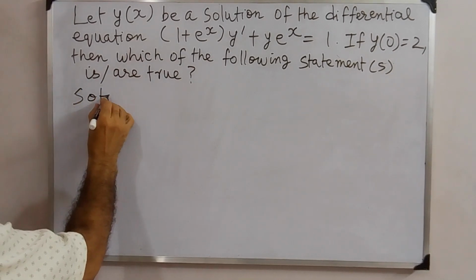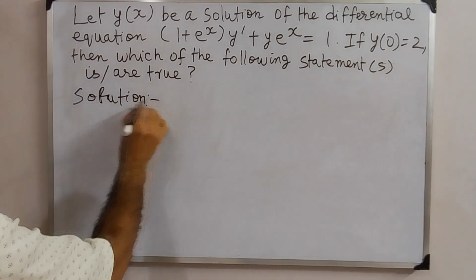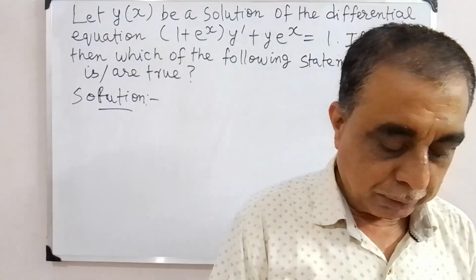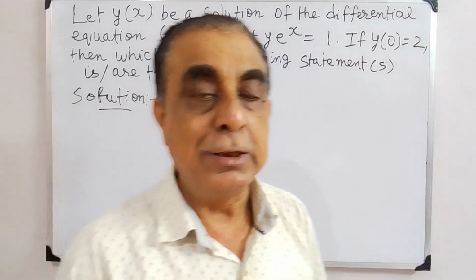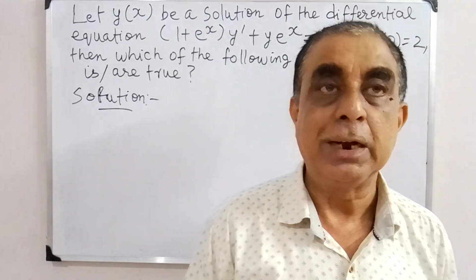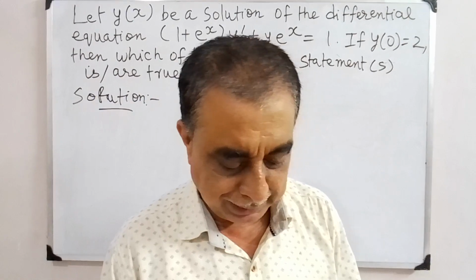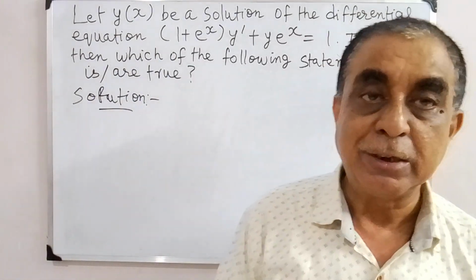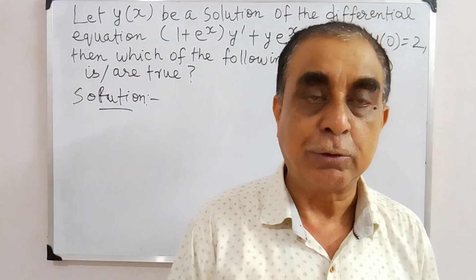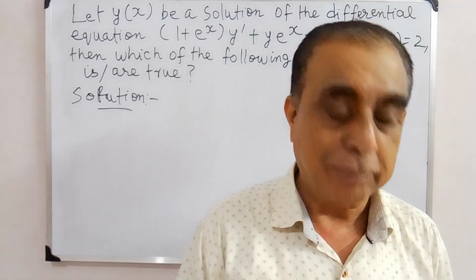Now there are four options to this question. Out of these four, there may be more than one correct answer, so we have to find all the correct answers. The first, A, is y(-4) = 0. That means the y value when x is equal to -4 is 0.